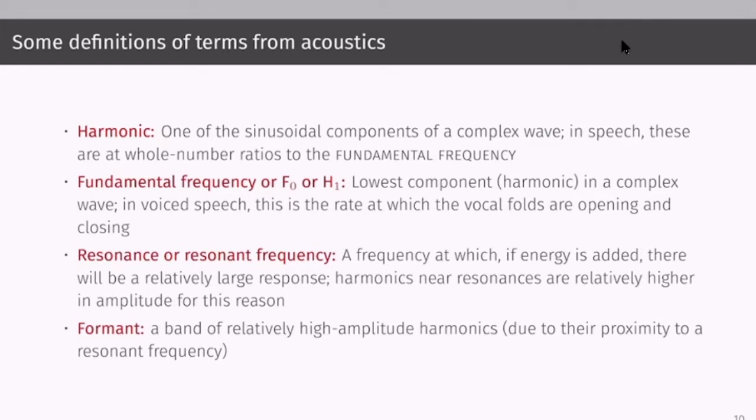They love, this is one thing that you'll see in this class, linguists love confusing terminology. And so this is your first big example of this. The F0 and H1 are the same thing. They couldn't call it H0, they had to call it H1. So this is the lowest component or harmonic in a complex wave. So in voiced speech, in speech where your vocal folds are vibrating, like typically vowels and voiced consonants, this is the rate at which the vocal folds are opening and closing.